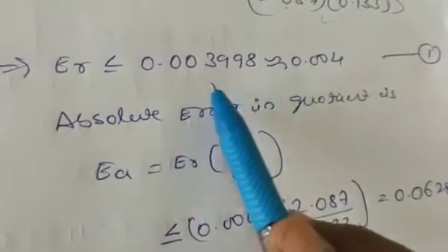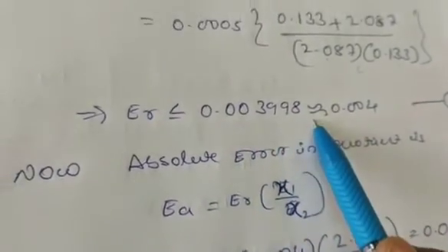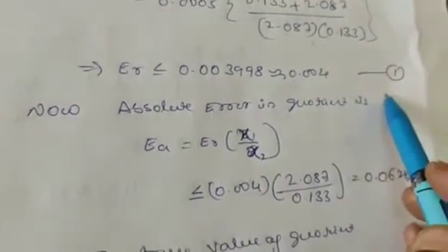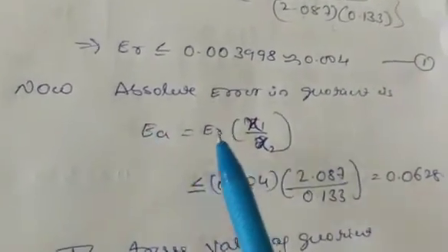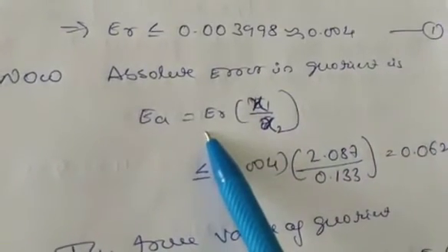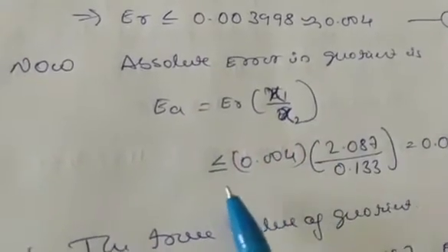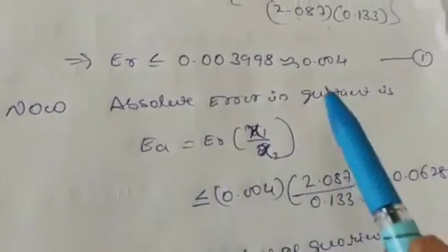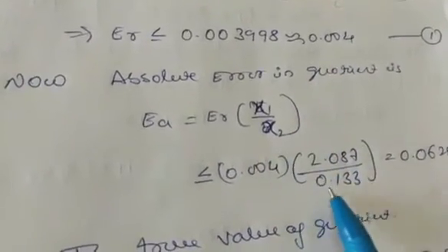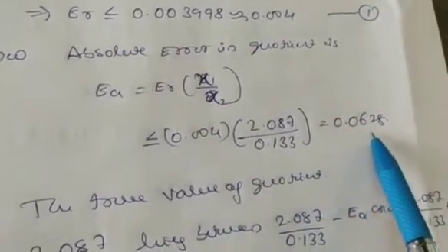After simplification you will get 0.003998, which is approximately 0.004. Take this as equation number 1. Now the absolute error in the quotient, EA, is approximately equal to the relative error into x1 divided by x2, which is less than or equal to 0.004 into 2.087 divided by 0.133, and that equals 0.0628.